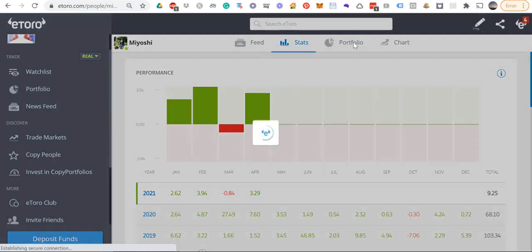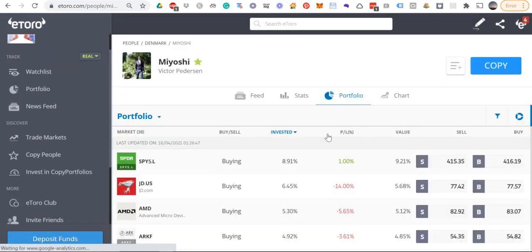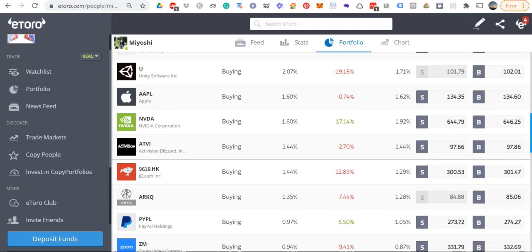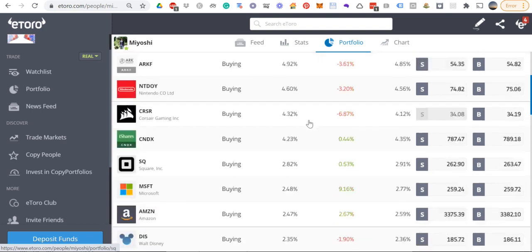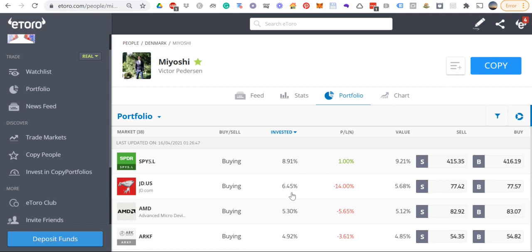But if you look at the portfolio, this is a Standard & Poor 500 index fund, so it's got about 10% in that. And then if you look at some of these positions, he's picked a lot of losers here. So, okay, if we go from the top, one of the second highest conviction trades he's got here is in JD. He's gone down 14%.